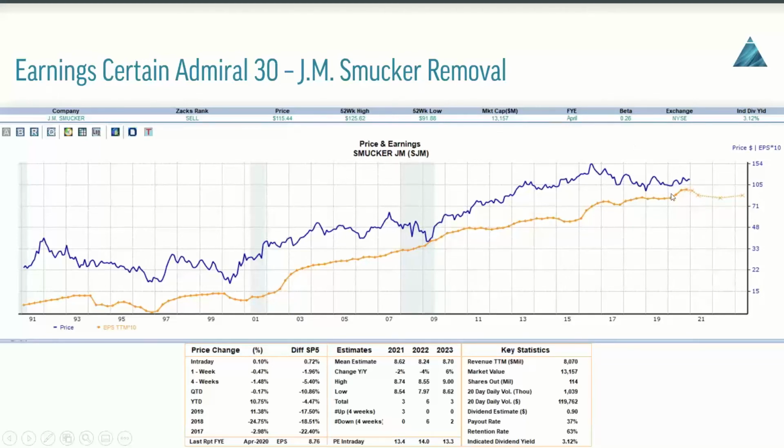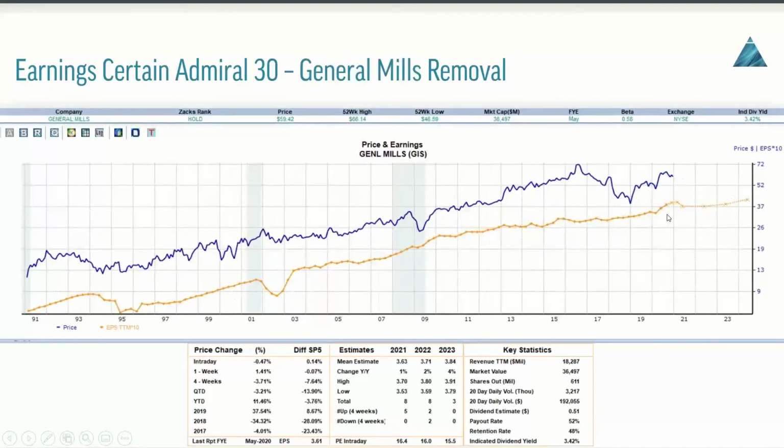Again, nothing wrong with J.M. Smucker. This is why we held it in the COVID downturn. It gave us a really, really nice defensive position in that underlying earnings stream, and it met the objective. Same thing with General Mills. Okay, you can see that playing out here.